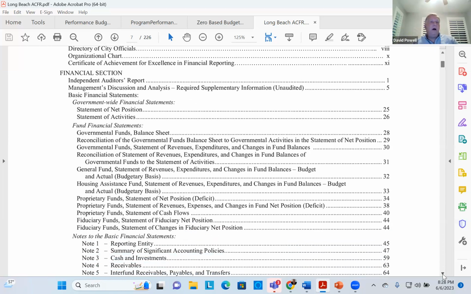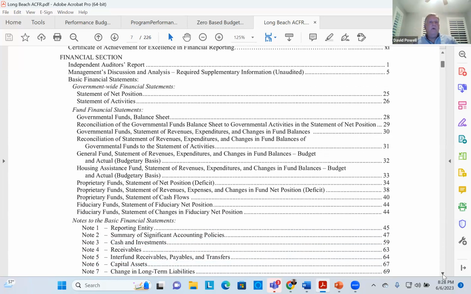Then you get into the heart of the report. The way in which the city of Long Beach does is they put their MDA, their management discussion analysis, at the beginning of their financial section.